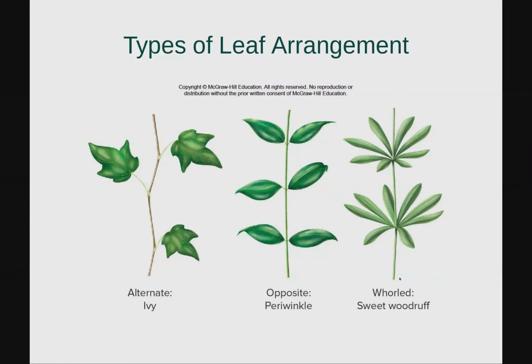And we have whorled, like we see in sweet woodruff, where it basically is a 360 circle around a central point. Now, the external stem.